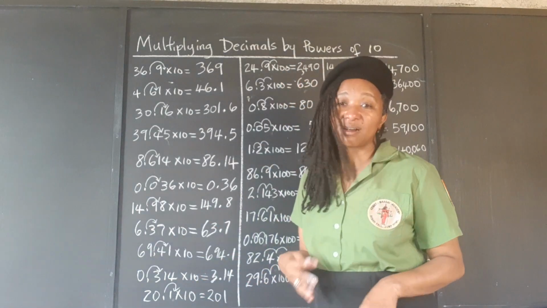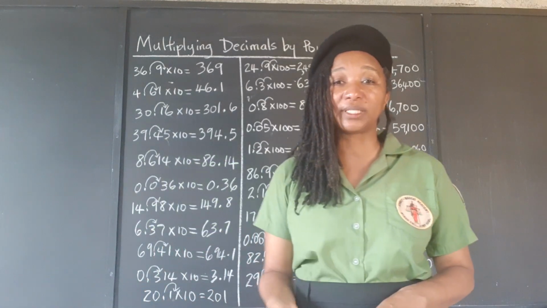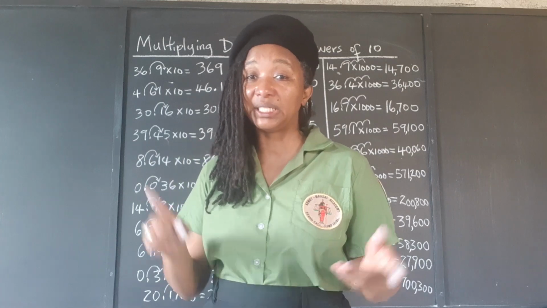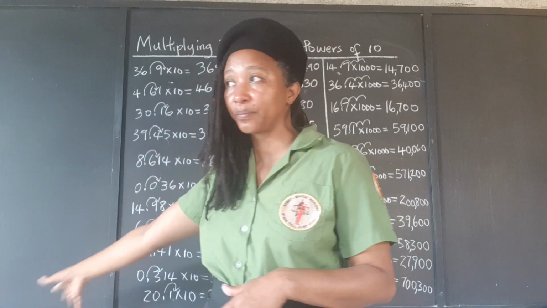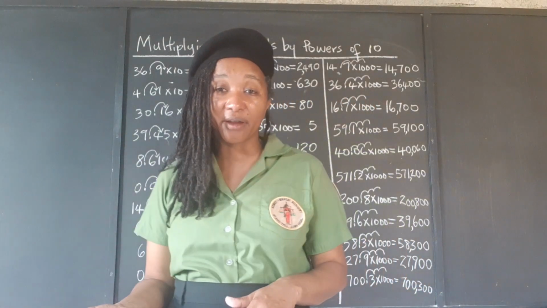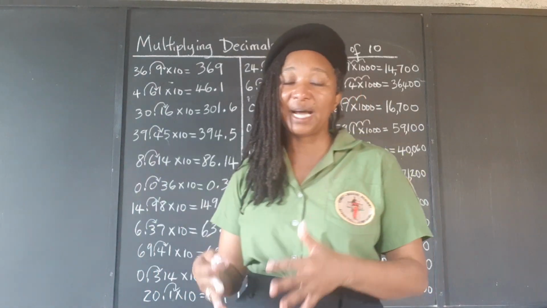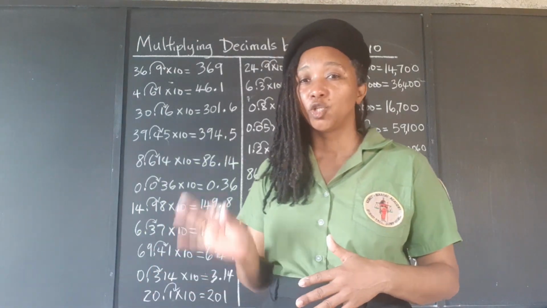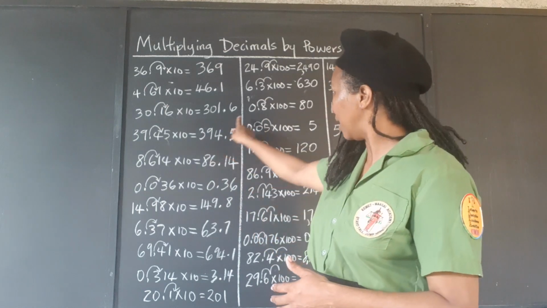Alright, so the basic concept is when we're multiplying by powers of 10, and by powers of 10 we mean tens, hundreds, thousands, 10,000, 100,000, million, and so on. We just look at how many zeros are there in the power of 10, and we're going to move the decimal point that amount of spaces to the right.